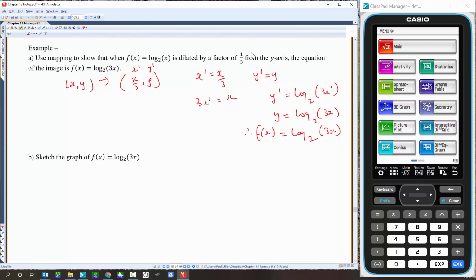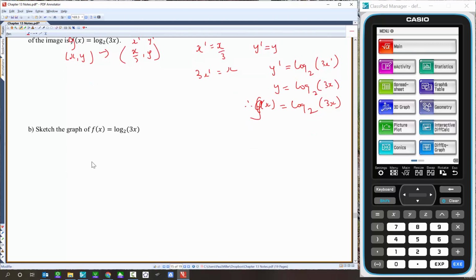In fact, I don't really like that. So use mapping to show that this, when dilated, is this. It really should be a different function. You can't dilate a function and create a function of the same name. So let's just call that g of x, call that g of x. Okay, so what we'll do is sketch the graph of that.